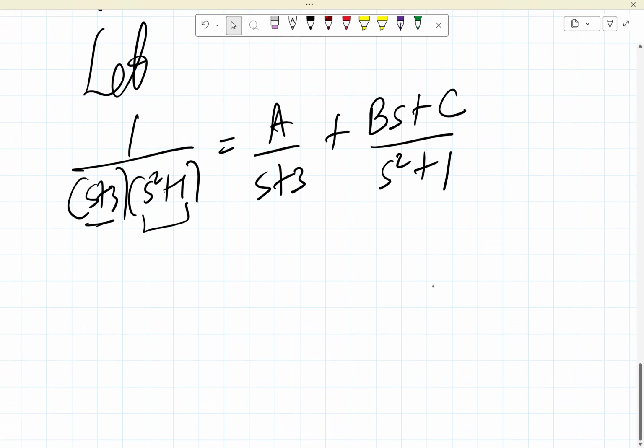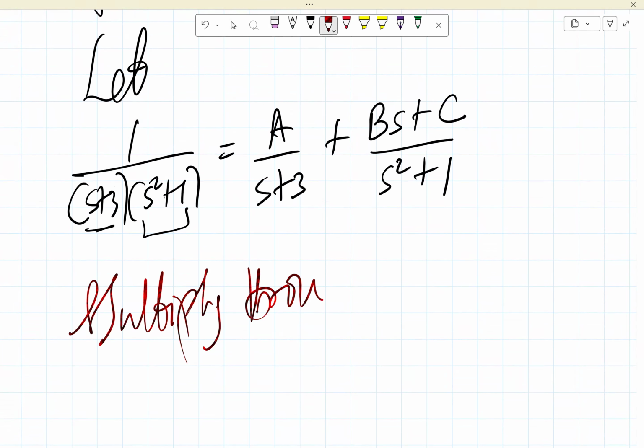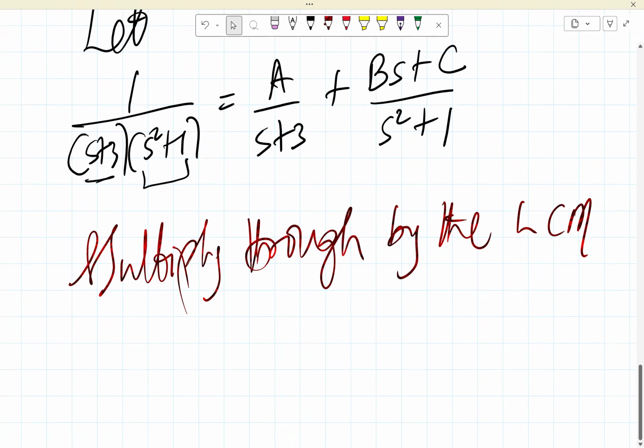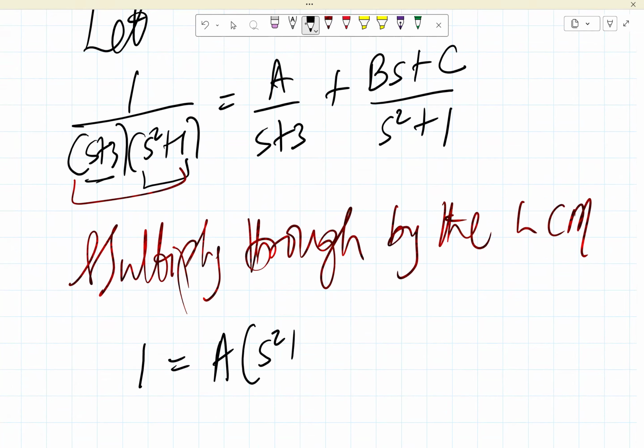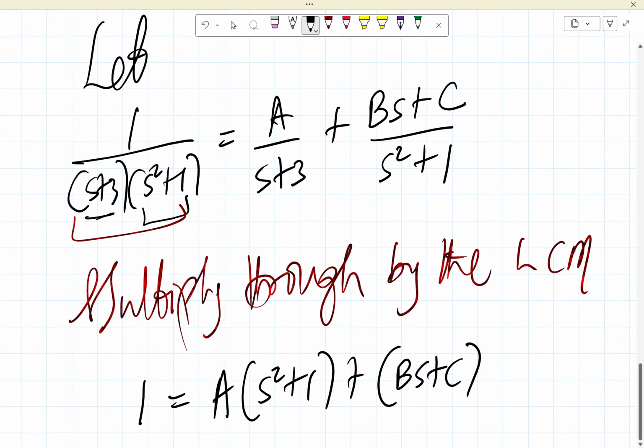So here we can then multiply through by the LCM. That's the lowest common multiple. So, of course, that's clearly (s plus 3)(s squared plus 1). So on the left-hand side, we have 1, and that is A. So s plus 3 cancels s plus 3. So we have A into (s squared plus 1). Then on the other side, we have (Bs plus C) into, s squared plus 1 cancels s squared plus 1. So we have s plus 3.